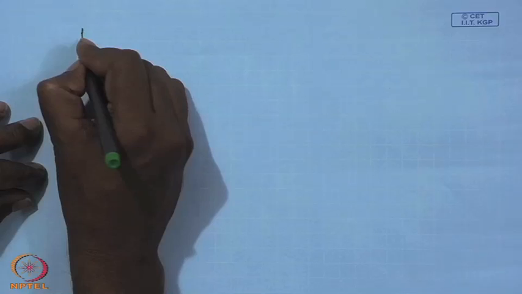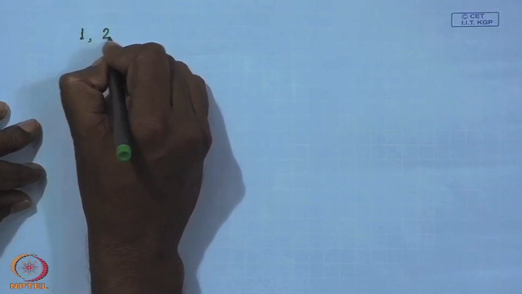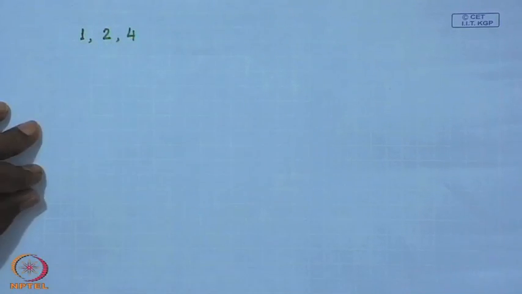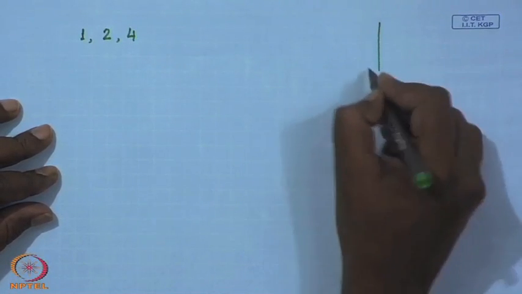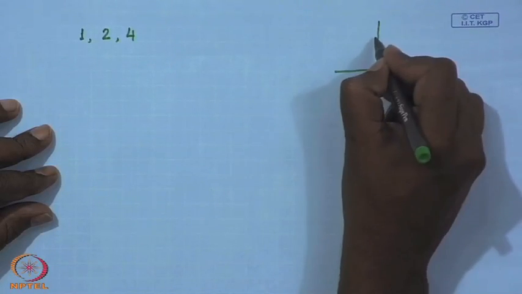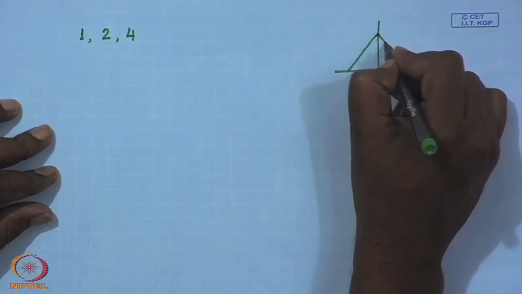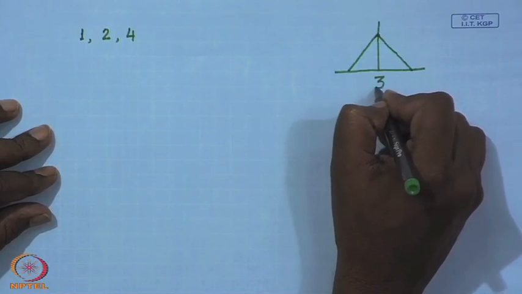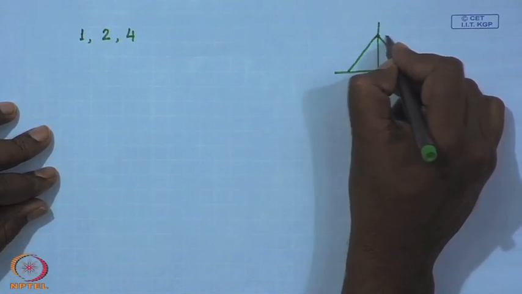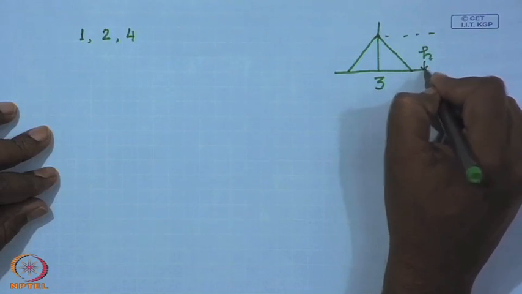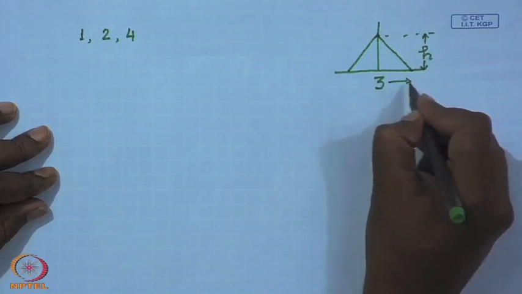Now, let us see that instead of using a rectangular window, if I use a triangular window, then what will be the situation? I use the same set of samples, one sample at location 1, one sample at location 2 and one sample at location 4. So, I have 3 samples and I assume that the triangular window that I will use will have a width of say 3. This is the width.